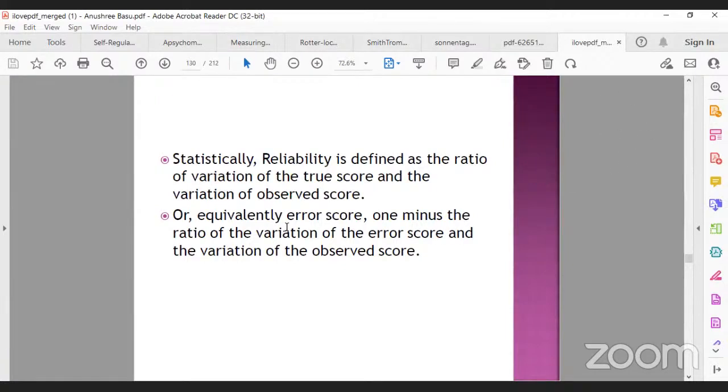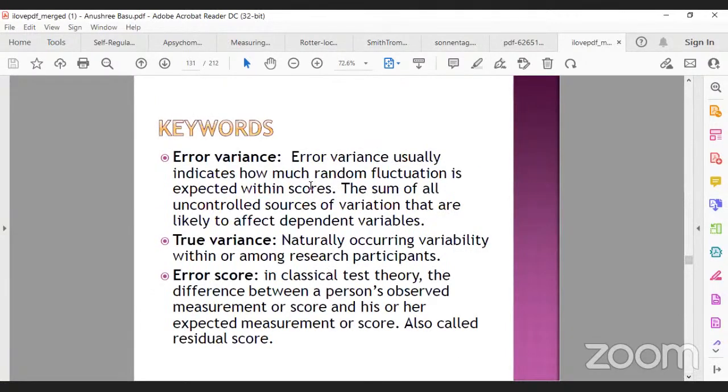And if you want to calculate error score, it is 1 minus the ratio of the variation of the true score and the variation of the observed score. So if there is more variation, then the error score would be higher. There are a few concepts in reliability: error variance, true variance and error score. Error variance indicates how much random fluctuation is expected within the scores, the sum of all the uncontrolled sources of variation that are likely to affect independent variables.